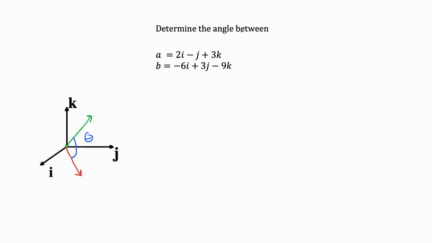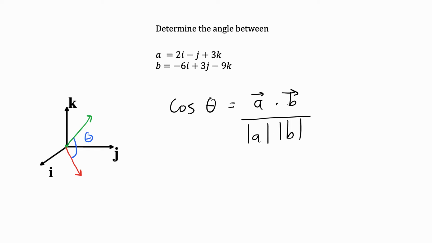To determine the angle between two vectors, we're just going to plug into a formula, which is that the cosine of theta, which is the angle between the two vectors, is equal to the dot product between the two vectors a and b divided by the magnitude of a times the magnitude of b. So to find the angle, we just have to solve for theta.